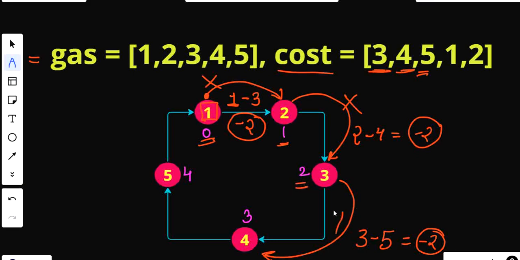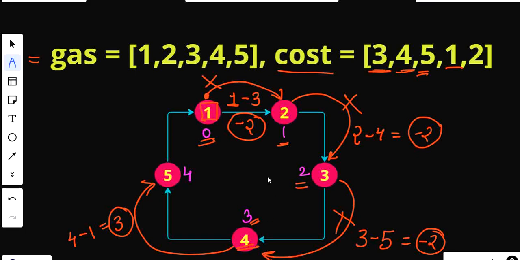So this is crossed. Now I am at this index. Let's see if this works or not. So if I want to go from 3 to 4, the amount of gas that my vehicle is having is 4. Then the amount of cost that is needed is 1. So this is giving me 3, which is a positive integer. So that means I'll be able to travel from 3 to 4.